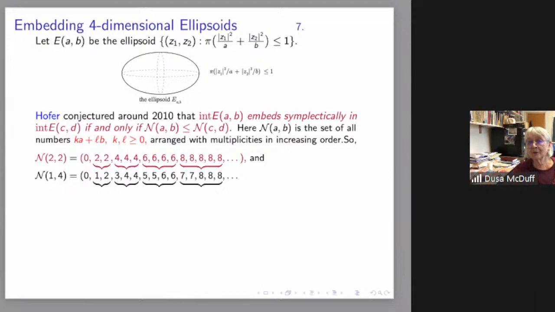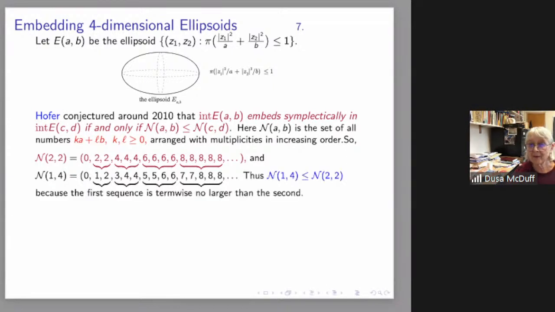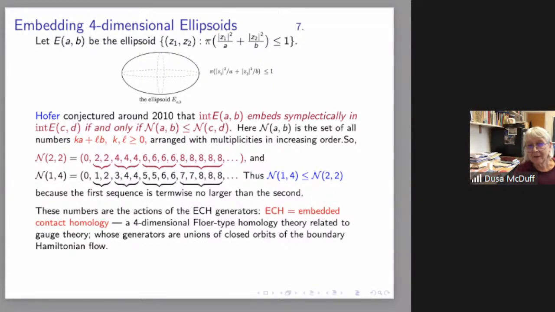And you can extend these sequences but prove very easily that the sequence for 1, 4 is place by place less than or equal to the sequence for 2, 2. Therefore, the conjecture would say that you can embed the longer ellipsoid, the 1, 4 ellipsoid, into the ball, because if A and B are equal, you just have a ball.